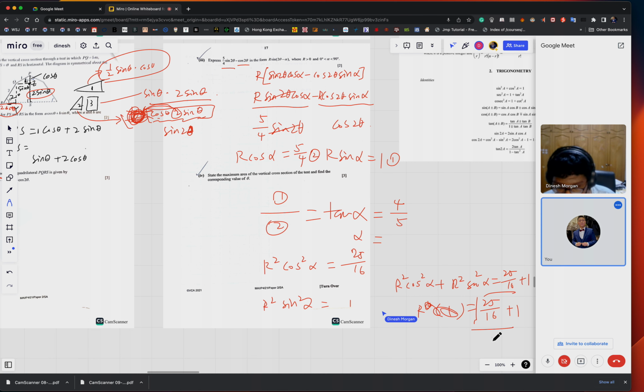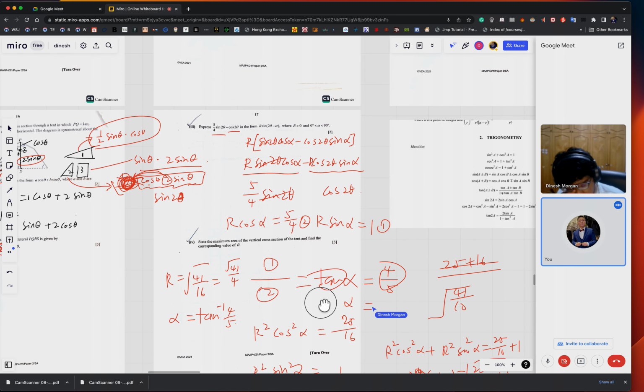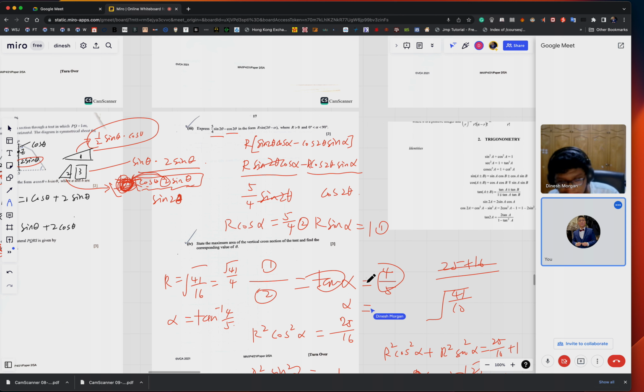So it's 25 plus 16. This is what? 41. 41 over 16 square root. Yes, good, done. So R is equal to square root 41 over 16, and then alpha, of course, we have to solve this: tangent inverse 0.8. Wait, it's over 4 what? Yes, square root 41 over 4. That part is for you to continue to simplify. So that's how you get your R and your alpha. And then your alpha is acute, so you just take the first value.